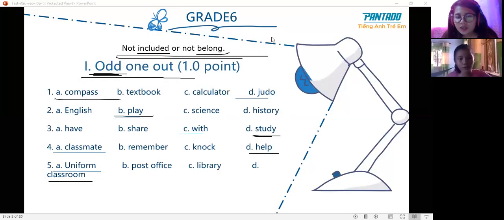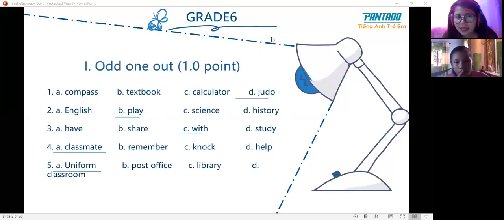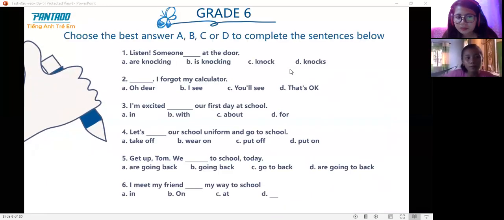Okay, you've got only one correct. Okay, better luck next time. Okay, so let's proceed. I will read the instruction. Choose the best answer, A, B, C, or D, to complete the sentences below. Again, choose the best answer, A, B, C, or D, to complete the sentences below.